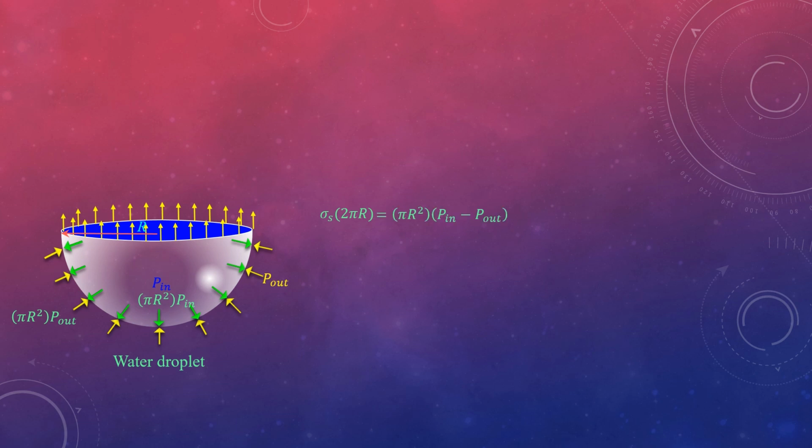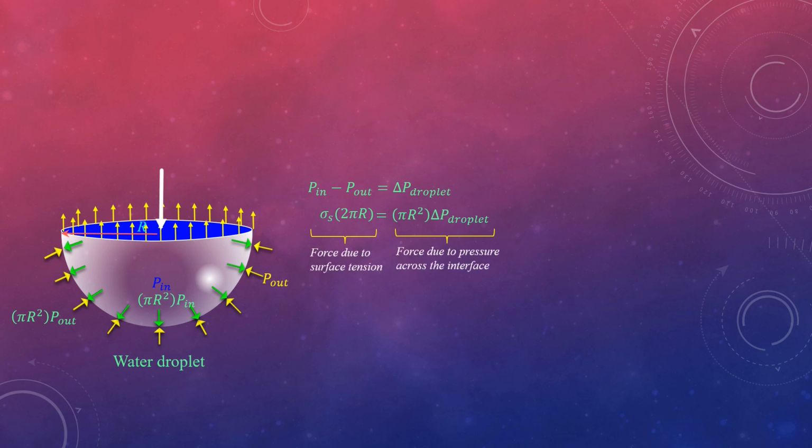On rearranging we get now P in minus P out is the excess pressure delta P, and the force due to this excess pressure is in the direction opposite to the surface tension. Thus we can write sigma s into 2 pi r equal to pi r square into delta P droplet. On rearranging, finally we get delta P droplet as 2 sigma by r. From this expression we can see that the pressure drop across the droplet depends on the size of the droplet.